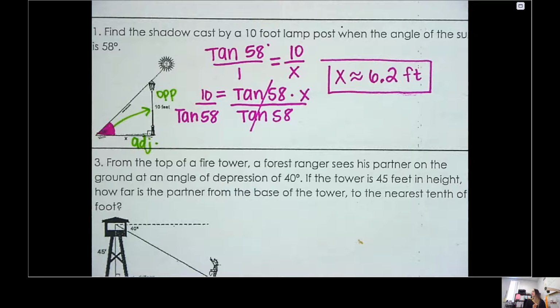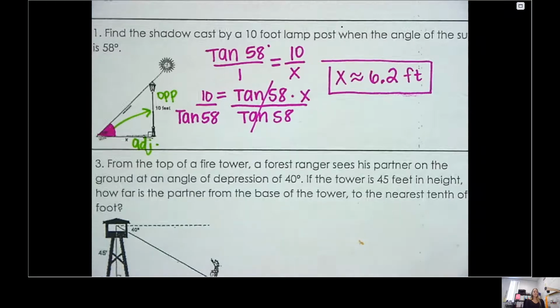Yes. Why don't you want us to be in RAD? RAD is radians, not degrees. So degrees are talking about just regular angle measures. Radians are talking about pieces within a circle. And we're not talking about circles right now. That's why. So radians are for circles. Degrees are just regular angle measures. That's a great question.